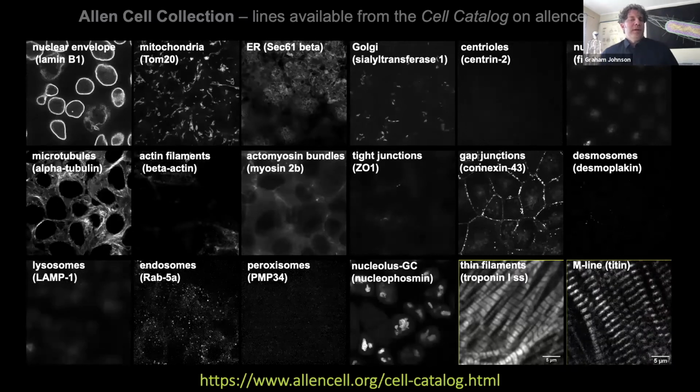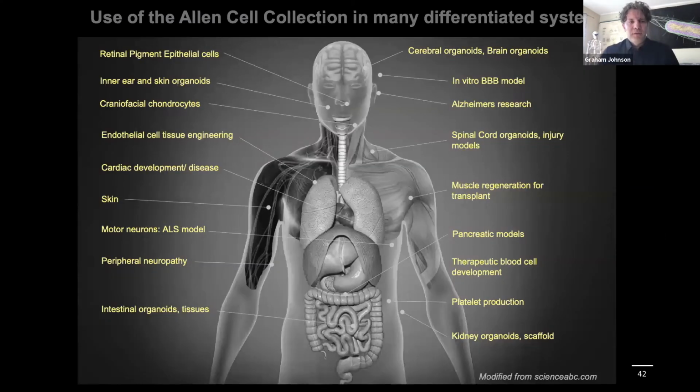So a number of organizations around the world have started using lines from the cell catalog to study systems in basic cell biology like we do at the Institute, but also developmental biology and in various human diseases. And that type of connection to human impact can often be motivational for a lot of students in the classroom.